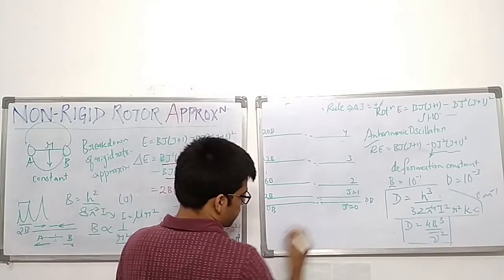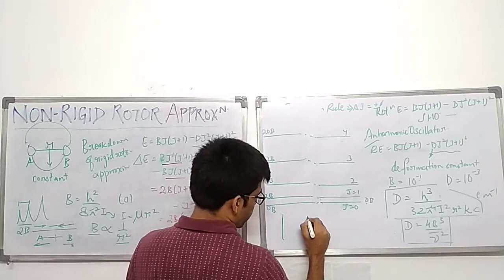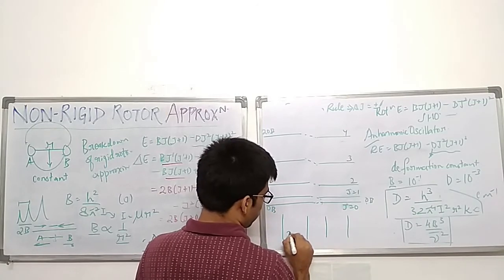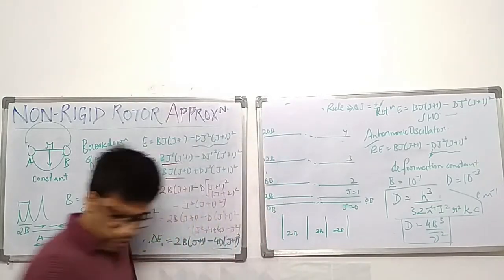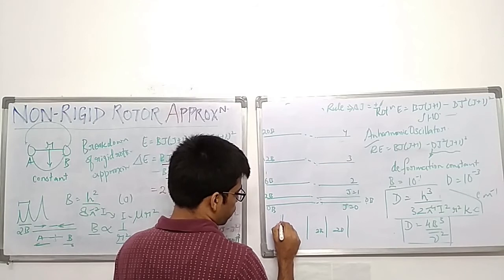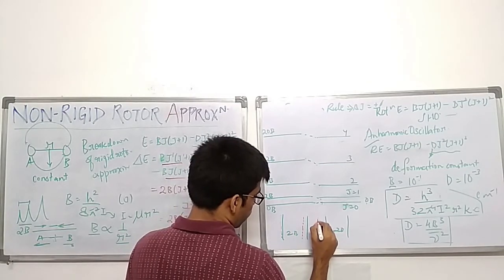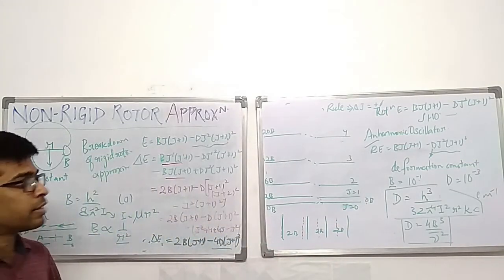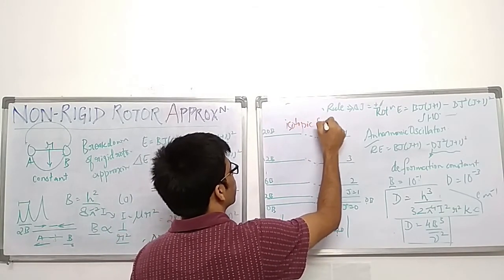Now if you look at the peaks, how will the peaks look like? So let's say initially your peaks were here with a difference of 2B. The differences will now decrease and you will find peaks to be here. Now this is the same that you had seen when there was an isotopic substitution, right?